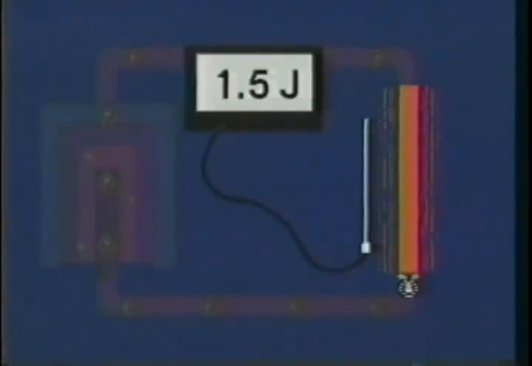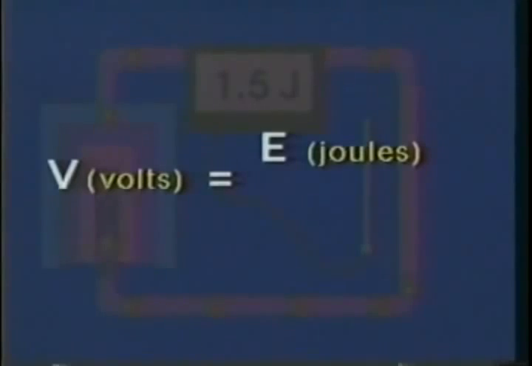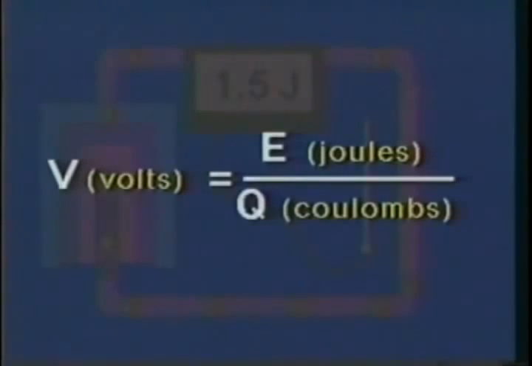This means that as one coulomb of charge flows from one end of the element to the other, it gives up 1.5 joules of energy. The potential difference between the two points is simply the number of joules transformed as the charge flows from one point to another, divided by the number of coulombs of charge involved.